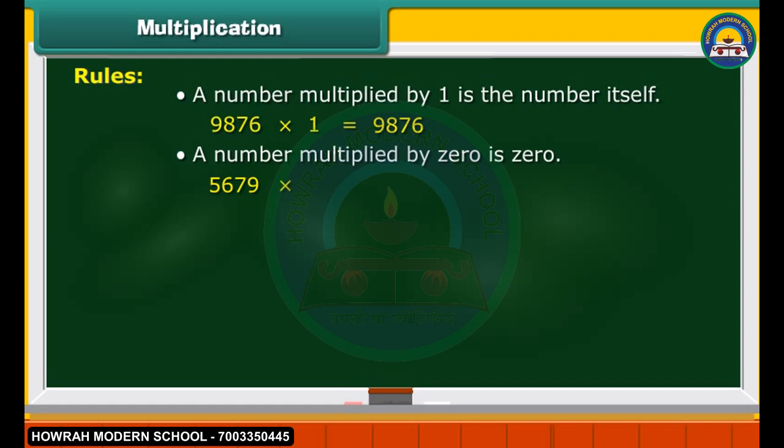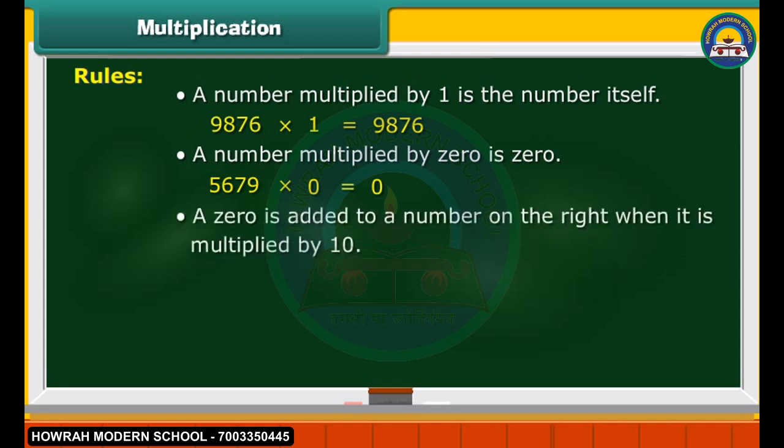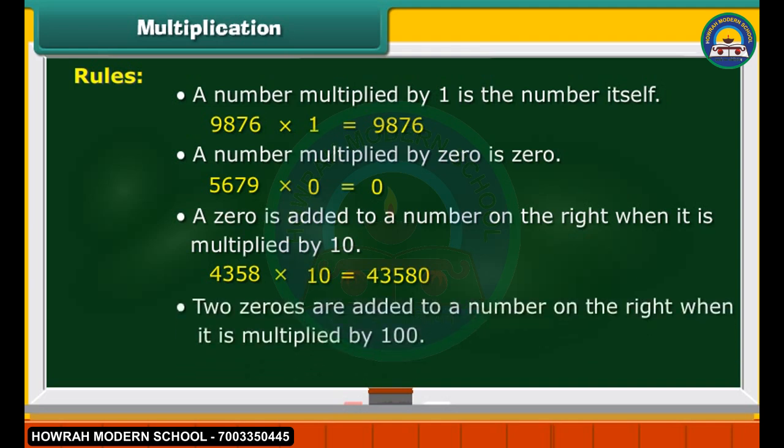5679 multiplied by 0 is equal to 0. A 0 is added to a number on the right when it is multiplied by 10. 4358 multiplied by 10 is equal to 43580. Two zeros are added to a number on the right when it is multiplied by 100.